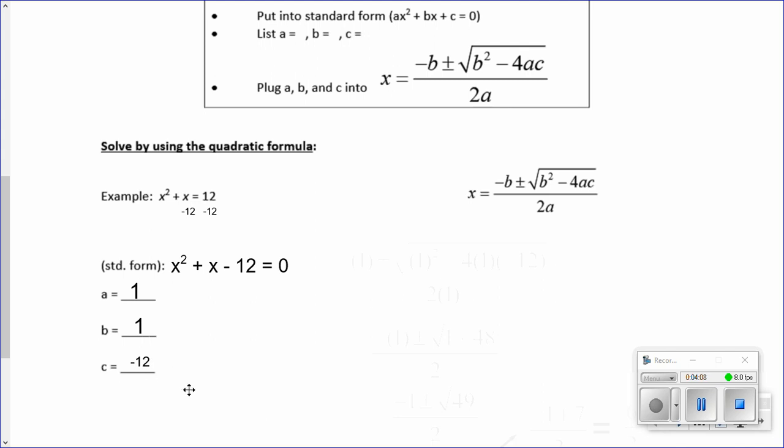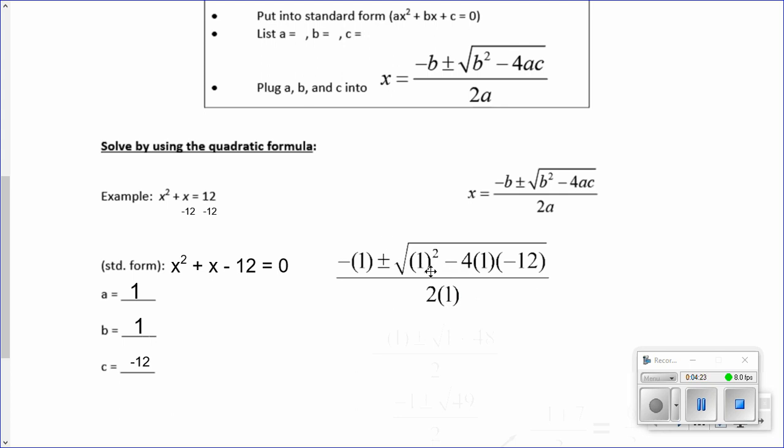So now that I know what a, b, and c are, I can plug it into this formula. So I just go ahead and plug it in. I put parentheses around anything and everything just to be sure, especially around this negative b. So now I'm going to go ahead and simplify. I'm going to simplify the stuff inside first.